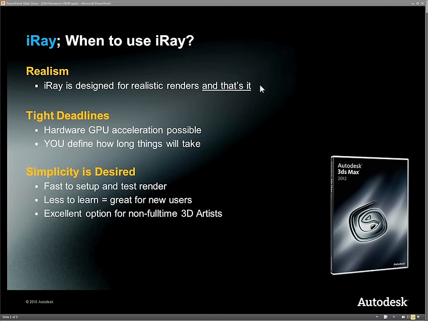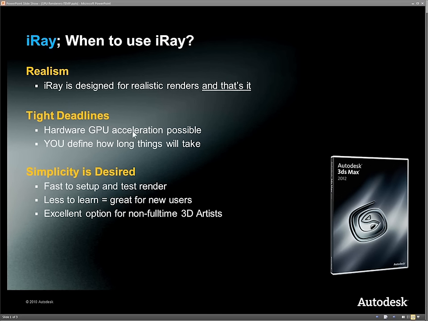Some of the things that we will get to that touch upon this include working with real-world photometric values and real-world scale, and we'll see that in a moment. Another reason when you might want to use Iray is tight deadlines, because Iray has the option to use the GPU, or graphics processing unit, of accelerated video cards to accelerate your rendering on hardware.